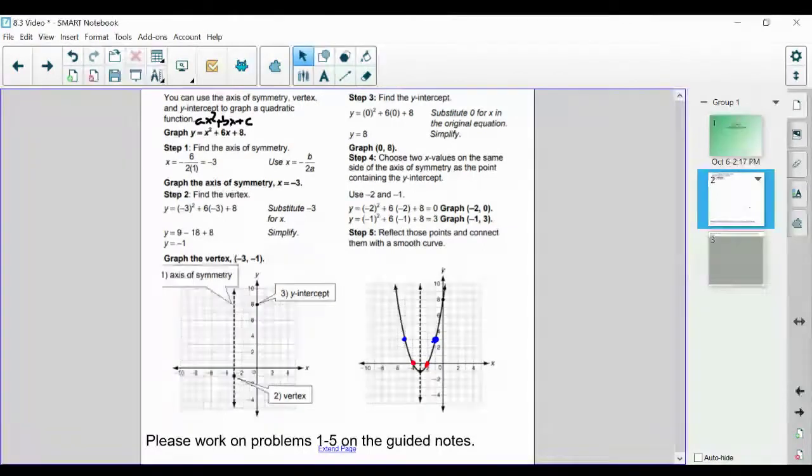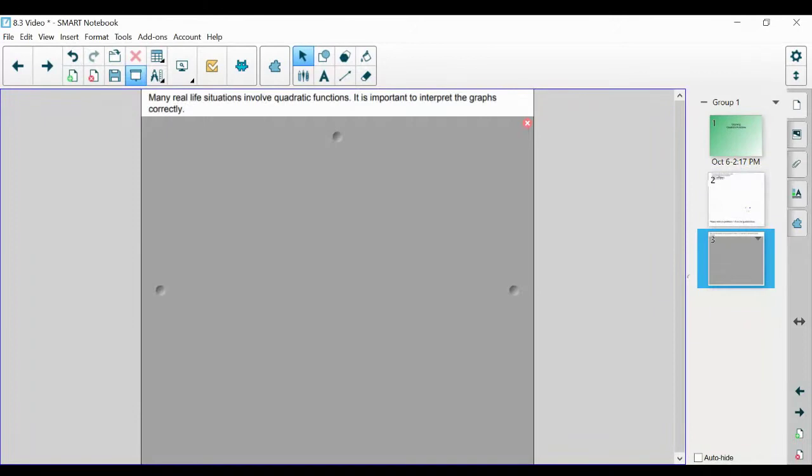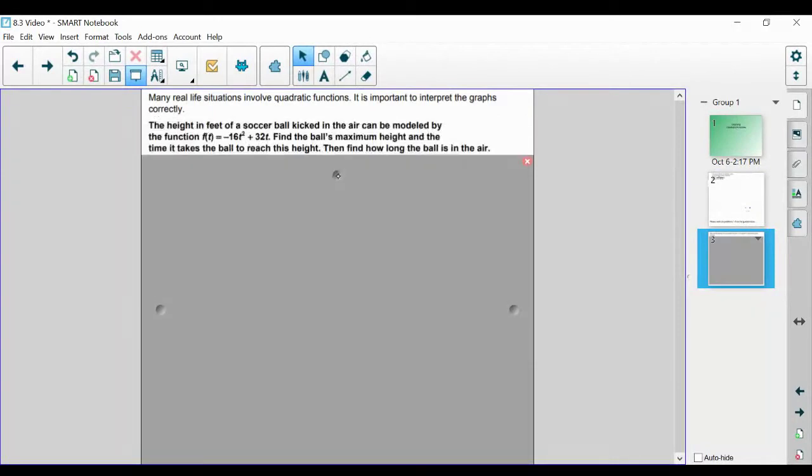All right, so there are many real-life situations that involve these quadratic functions. It is important to interpret the graphs correctly. Let's say we have this situation. The height in feet of a soccer ball kicked in the air can be modeled by the given function, f of t is equal to -16t squared plus 32t. We want to find the ball's maximum height and the time it takes the ball to reach this height. Then we're going to find how long the ball is in the air.